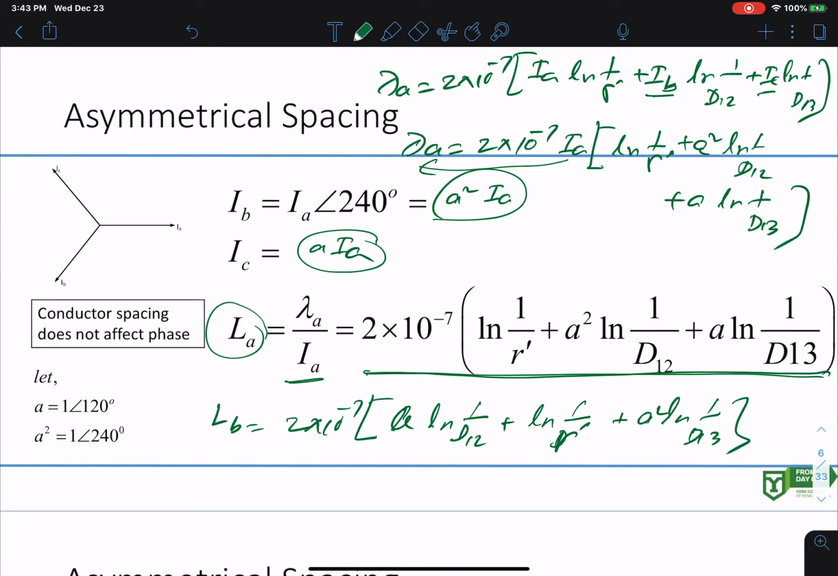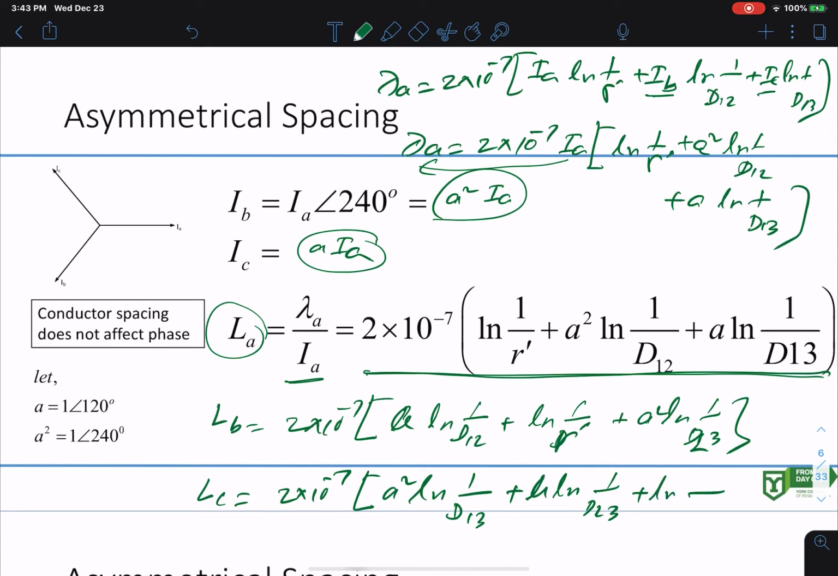So now D13, or D23 for C, C to B is 23, sorry, it's 23 here. Okay, so again, that's your LB. Then I can find LC the same way here. That would be 2 times 10 to the negative 7 times A squared ln 1 over D13 plus A ln 1 over D23 plus the self term over here, R prime, right? So I have the inductance for each line.